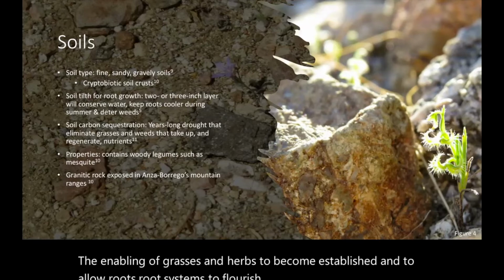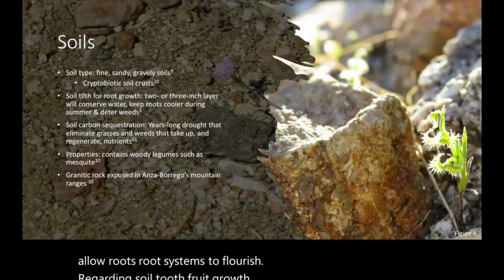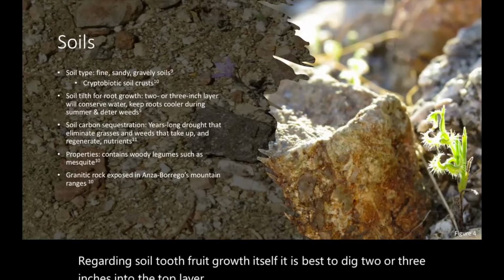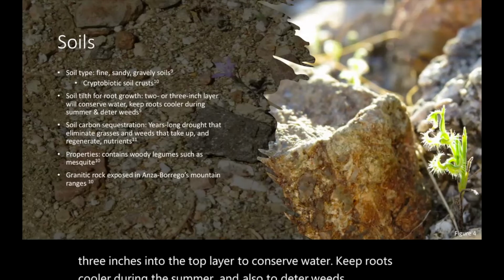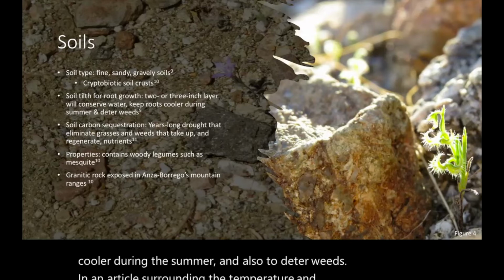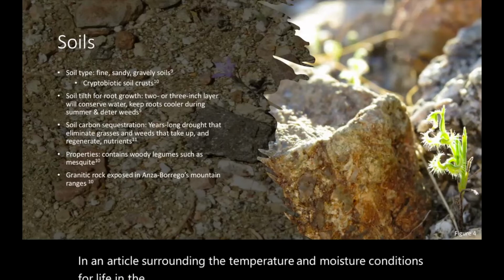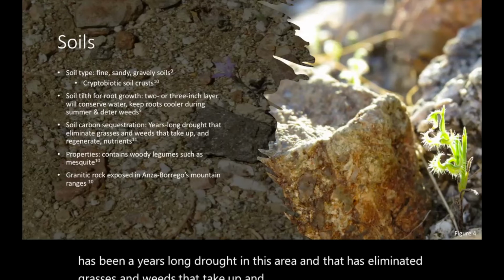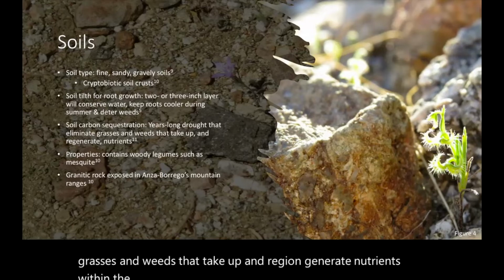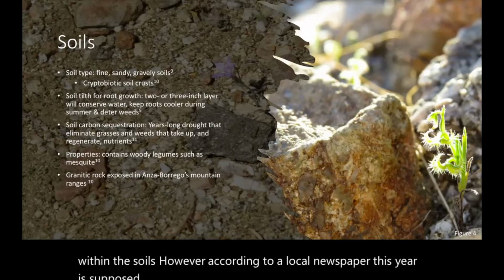Regarding soil to fruit growth itself, it is best to dig 2 or 3 inches into the top layer to conserve water, keep roots cooler during the summer, and also to deter weeds. In an article surrounding the temperature and moisture conditions for life in the extreme, regarding soil carbon sequestration, there has been a years-long drought in this area, and that has eliminated grasses and weeds that take up and regenerate nutrients within the soils. However, according to a local newspaper, this year is supposed to specifically break out of that drought with a super bloom.